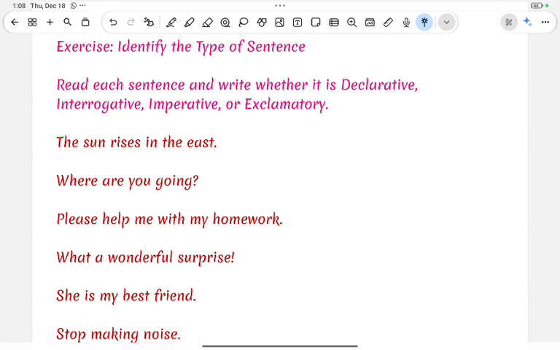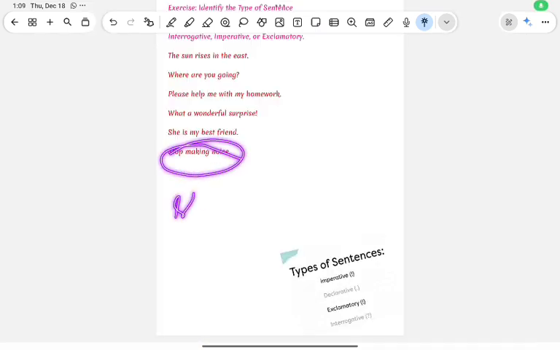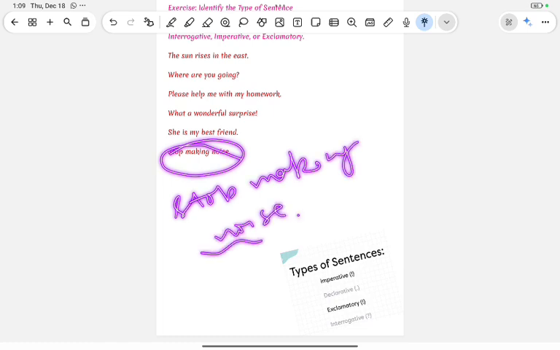Stop making noise. Now you have to mark it. You have to comment down which type of sentence it is. Stop making noise. You have to clarify here in the comment box below which type of sentence it is.